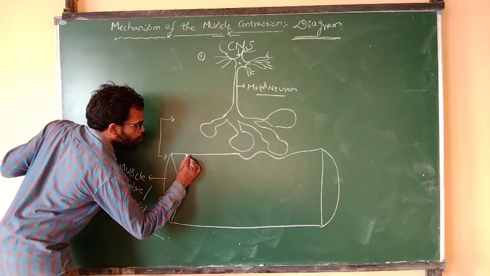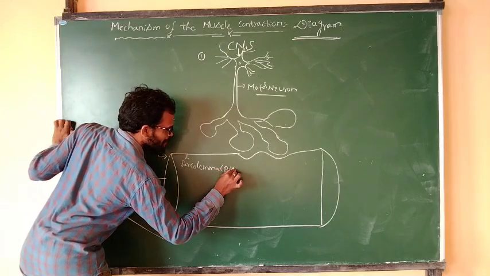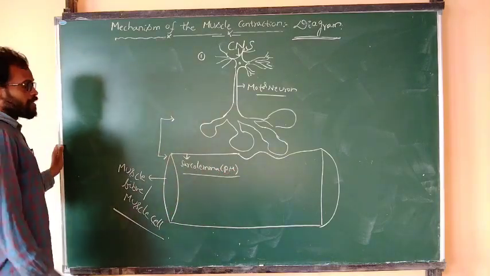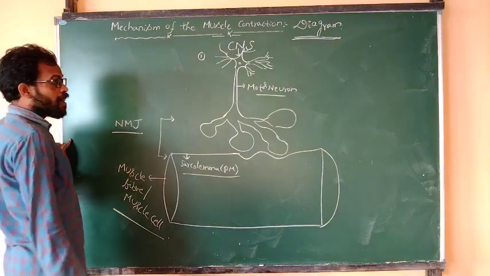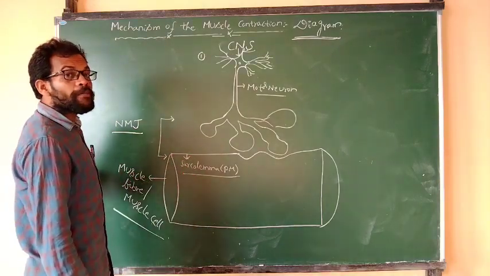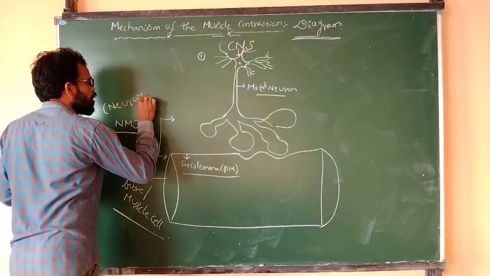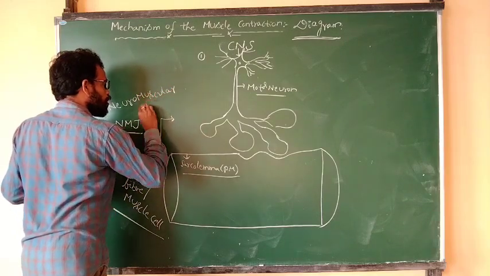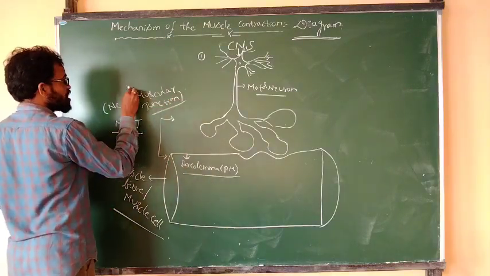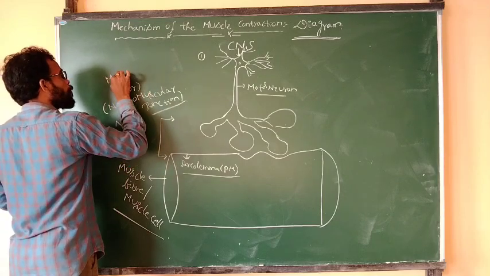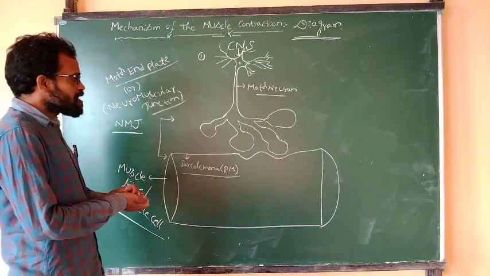is nothing but the sarcolemma. The sarcolemma is the plasma membrane of the muscle cell. The junction between the motor neuron and the muscle fiber or muscle cell is known as the neuromuscular junction. This neuromuscular junction is also known as the motor end plate.